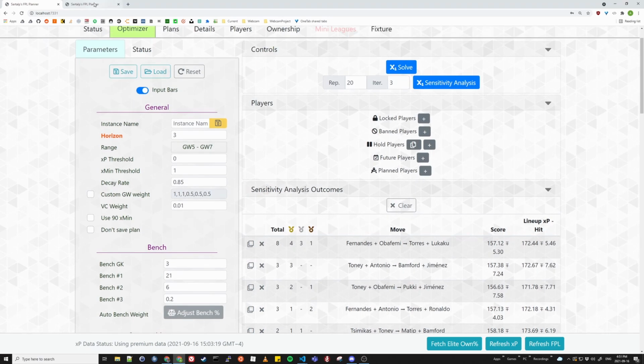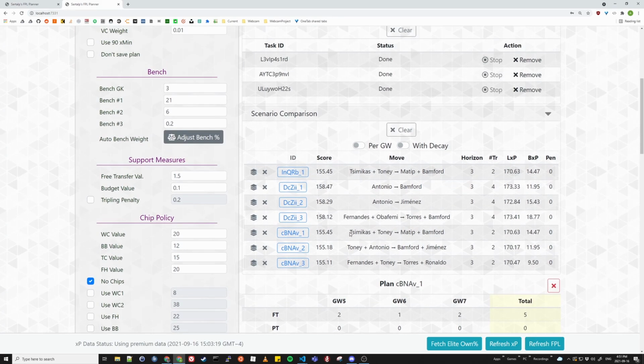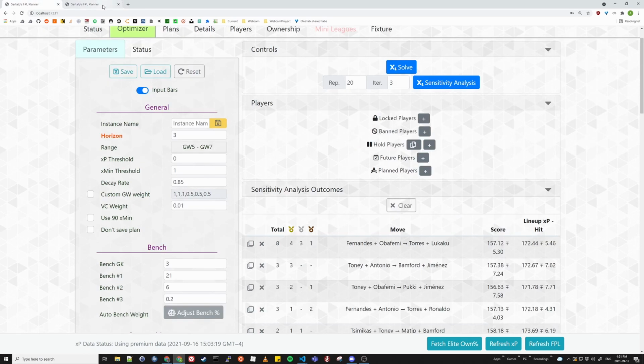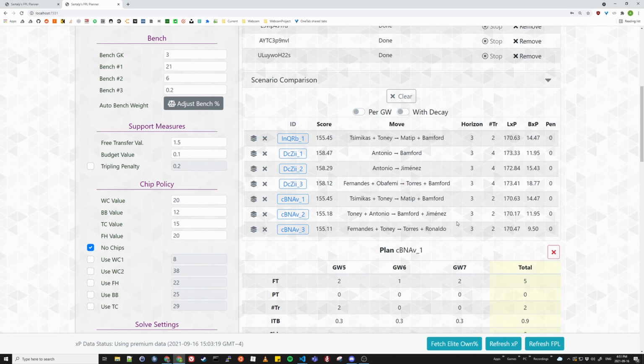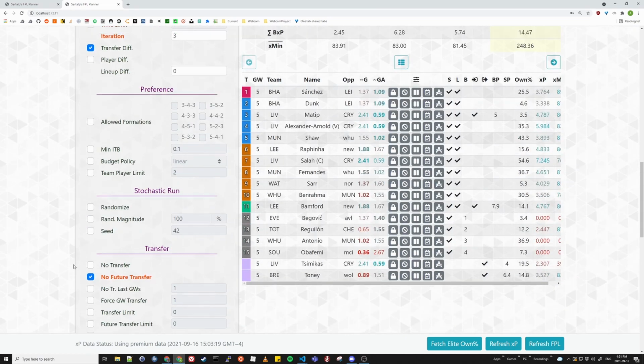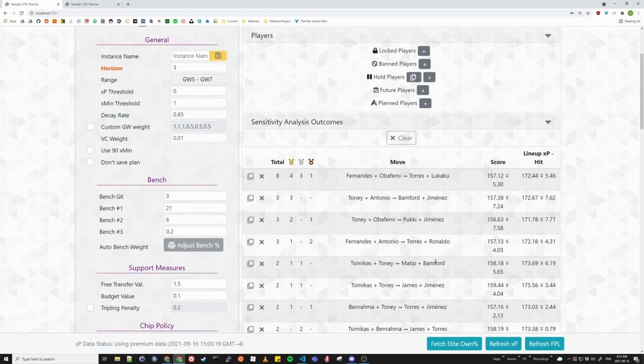And you might be wondering, what happens if you don't add any randomization or anything. So these top 3 solutions, let me go back here. Okay, yeah. These 3 solutions over here are the ones without using any noise. These are the solutions that I have solved with no future transfer. So it tells me to sell Tsimikas and Antonio and get Matip and Bamford, which is this solution. As you see, in this randomized test, it is inferior compared to some others. This solution appeared more, it was in the top 3 more often than this solution is.